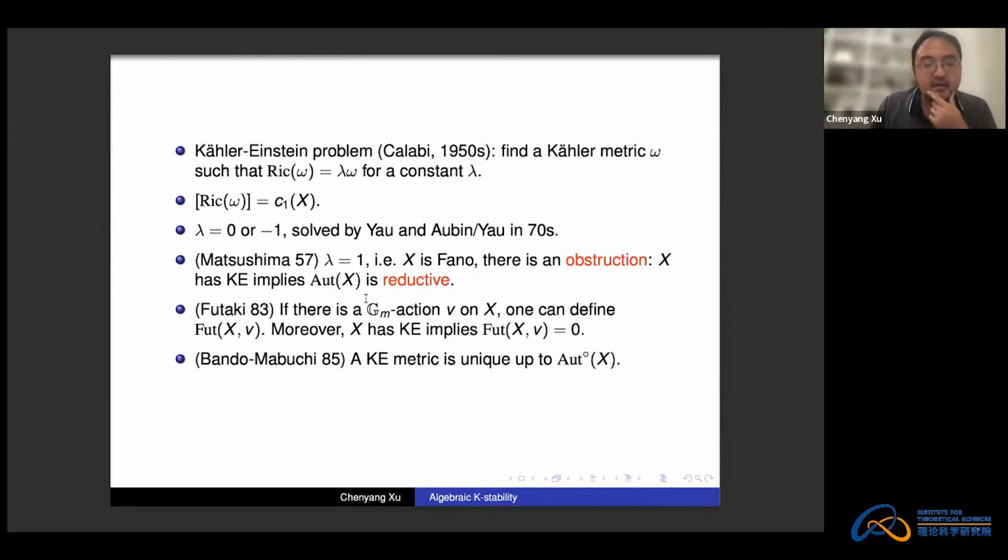Then another theorem, which says the Kähler-Einstein metric is nice, was proved by Bando and Mabuchi, where they prove that the Kähler-Einstein metric is unique up to automorphism. So basically, they just say that the complex manifold, if it has a Kähler-Einstein metric, it's in some sense unique.